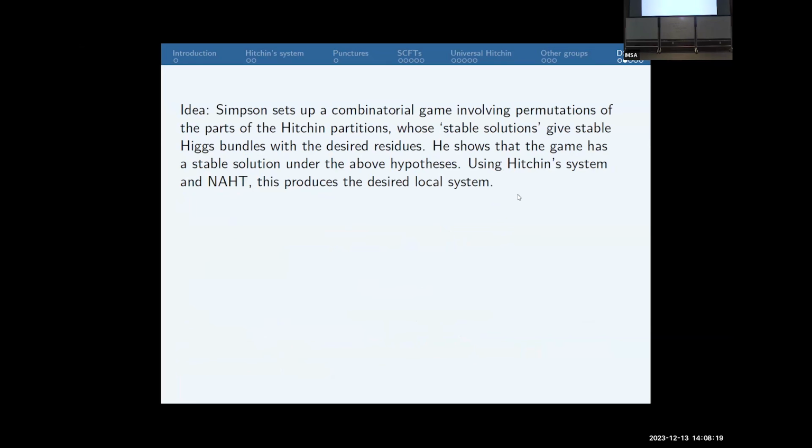So his idea is to set up a combinatorial game involving the permutations of the parts of the Hitchin partitions. The stable solutions give stable bundles with the desired residues. It shows that the game has a stable solution under the hypotheses. And using Hitchin system and the Hodge theory, it produces the desired local system.